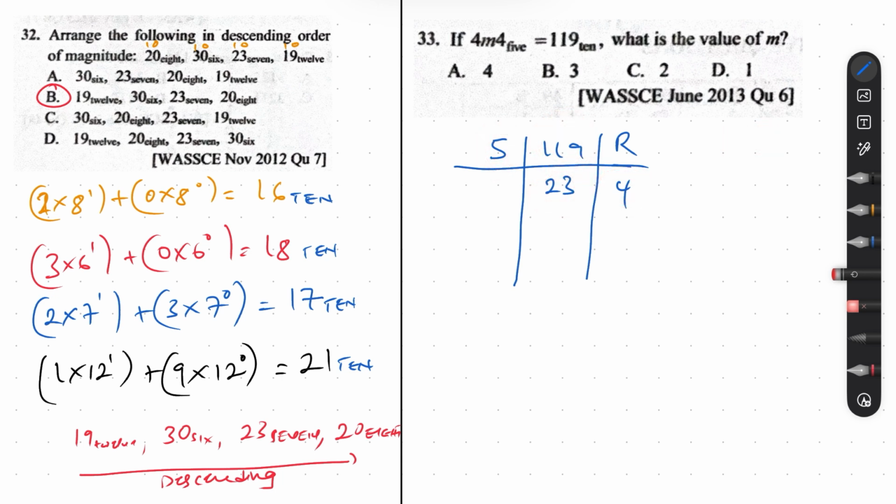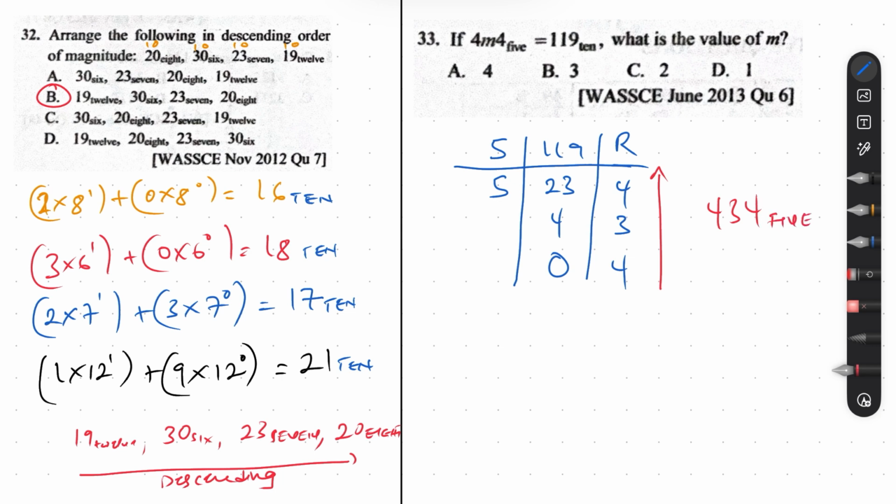Okay, so let's do the same thing. 5 goes into 23 4 times, and the remainder is what? 3. Okay, because 5 times 4 is what? 20, and 23 minus 20 is what? 3. So that's the remainder. Okay, now 5 goes into 4 how many times? 0 times. Remainder is what? 4. So that is our answer. Okay, 4, 3, 4 in base 5.